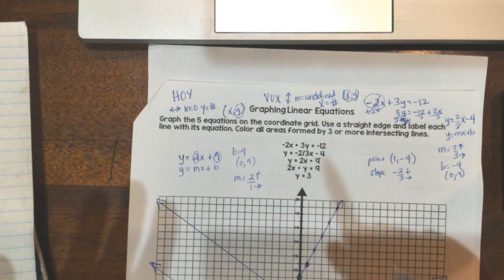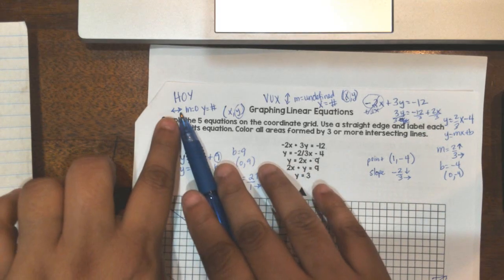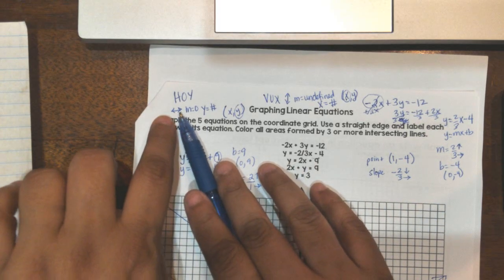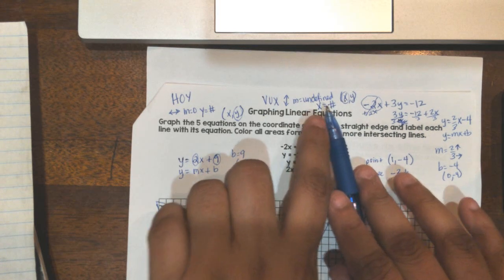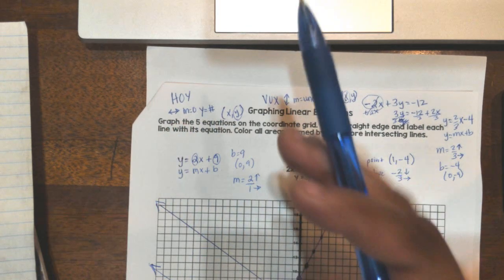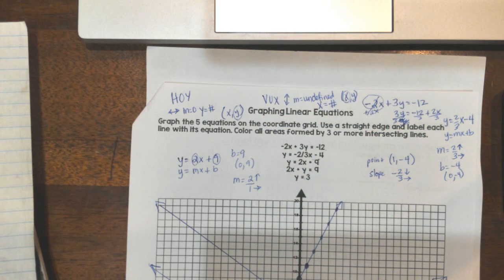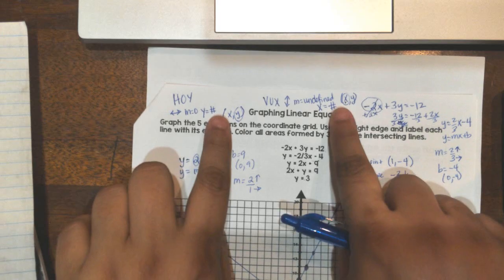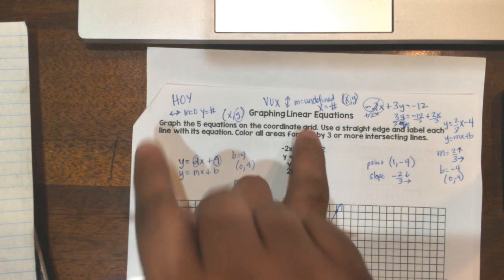Now, perpendicular is the opposite. The perpendicular of horizontal lines are vertical lines, and the perpendicular of vertical lines are horizontal lines, because they have to cross at a 90-degree angle. So please, please, please, parallel, you're going to follow this, but perpendicular, it's the opposite.